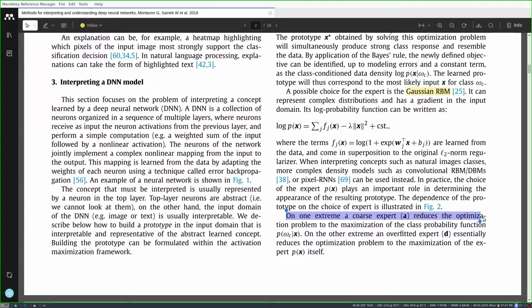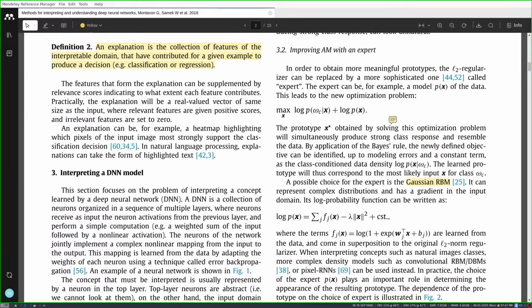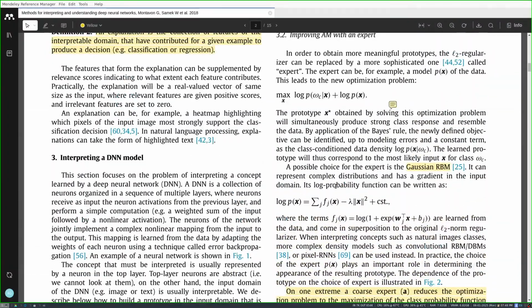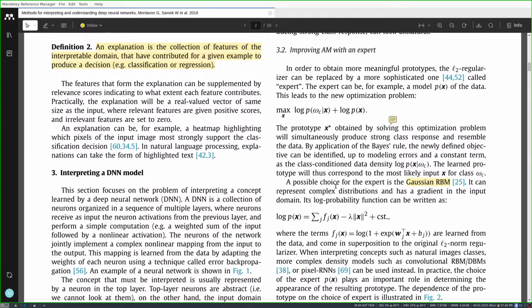One extreme, goal expert, reduces the optimization problem to the maximization of the class probability function. The other extreme is overfitted examples, essentially reducing the optimization problem to the maximization of the expert itself. I don't exactly understand the whole thing, but I think I have an idea. So this is what we try to do: activate a class while ensuring that the x is somewhat reasonable.